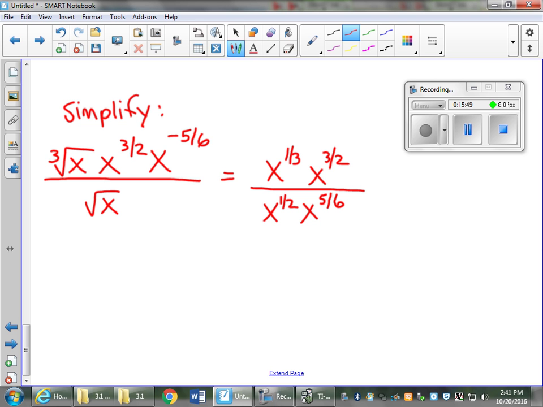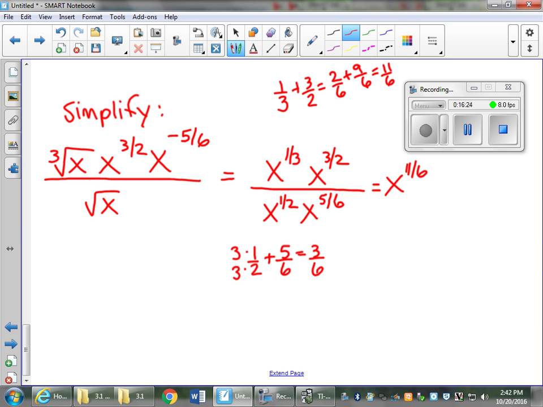So I'm going to first be doing 1/3 plus 3/2. If I get common denominators, multiplying the first one by 2, I'll get 2/6, and the second one by 3, 9/6, which is 11/6. So my top, I have x to the 11/6. And then the denominator, I'm doing 1/2 plus 5/6. I don't have to change the 5/6. I can just multiply the first fraction by 3. So that'll give me 3/6 plus 5/6, which is 8/6.